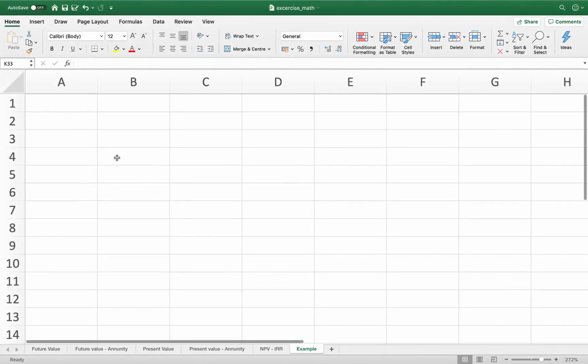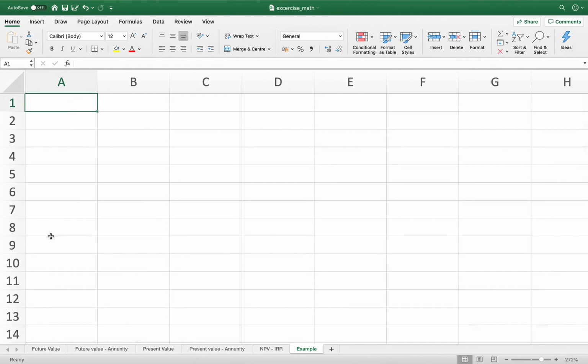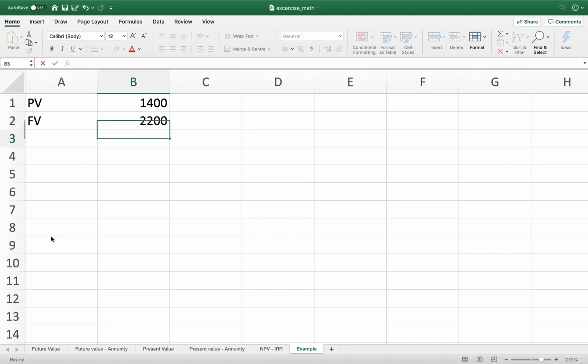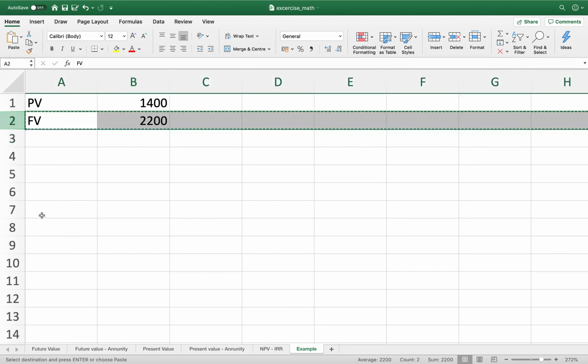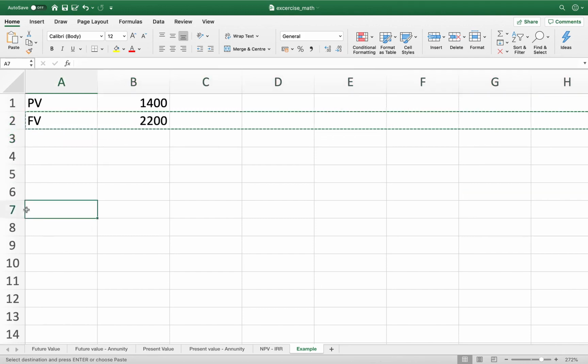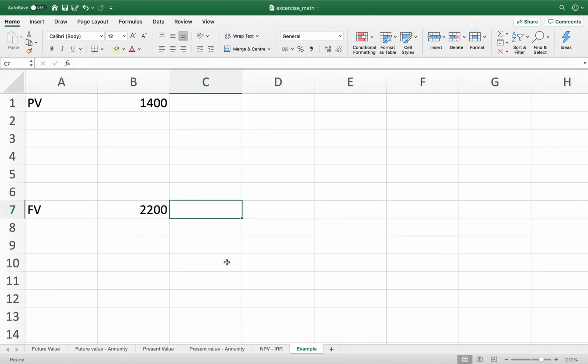So for taking this example, present value is 1400, future value is how much? 2200 rupees, and the future value here is basically the terminal value.